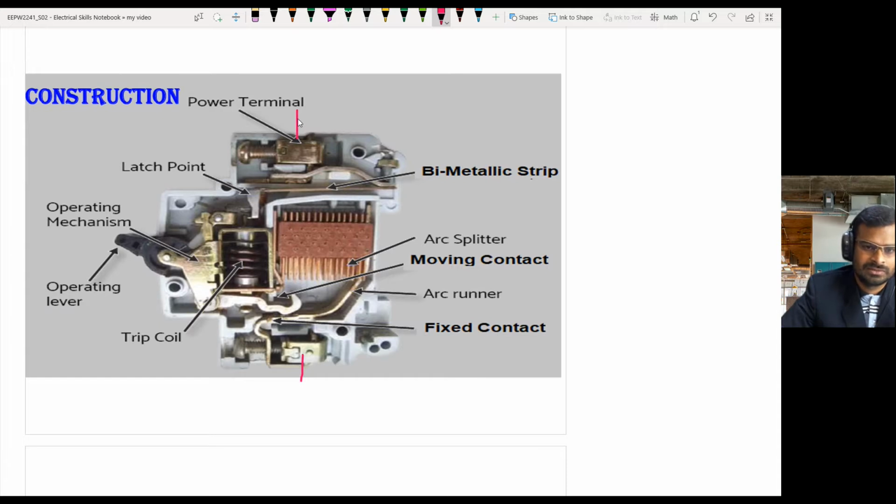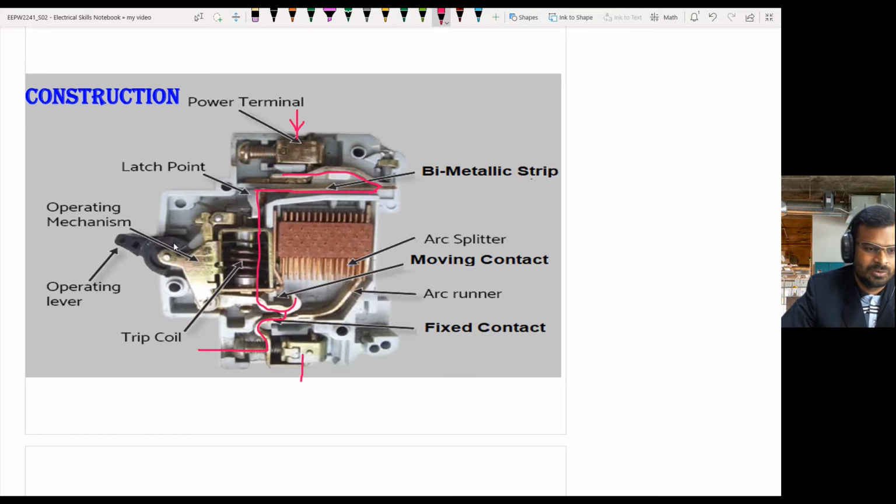When the current enters the conductor at this terminal, it starts flowing in this path. This is a bimetallic strip, or I can say a thermal mechanism, and the current flows through this trip coil as well. Once it flows through the trip coil, it comes to the moving contact. From here it goes to the fixed contact and then to the output terminals. All these are connected in series.